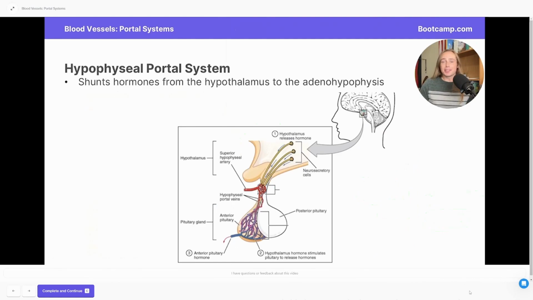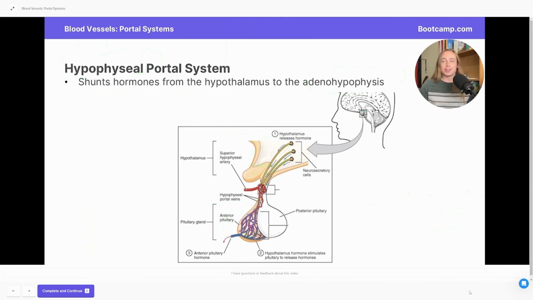The purpose of this system is to shunt blood from our hypothalamus to our anterior pituitary gland, which is sometimes known as your adenohypophysis, meaning glandular part of the pituitary gland, and this is where the portal system gets its name of hypophyseal. Sometimes you'll even hear this portal system referred to as the hypothalamo-hypophyseal portal system, and that's simply because it's connecting our hypothalamus with the adenohypophysis.